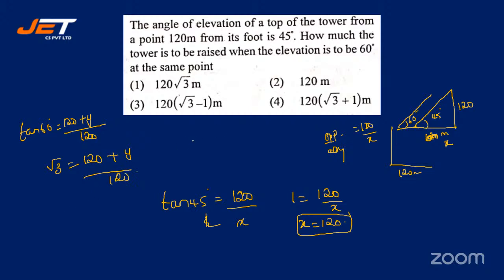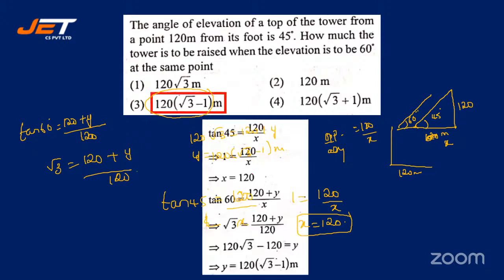So 120 into root 3 is equal to 120 plus y. So we get finally y is equal to 120 into root 3 minus 1 meter. Okay, so 120 into root 3 minus 1 meter. Okay, students, so hope you would have really understood. Right, see the next question.